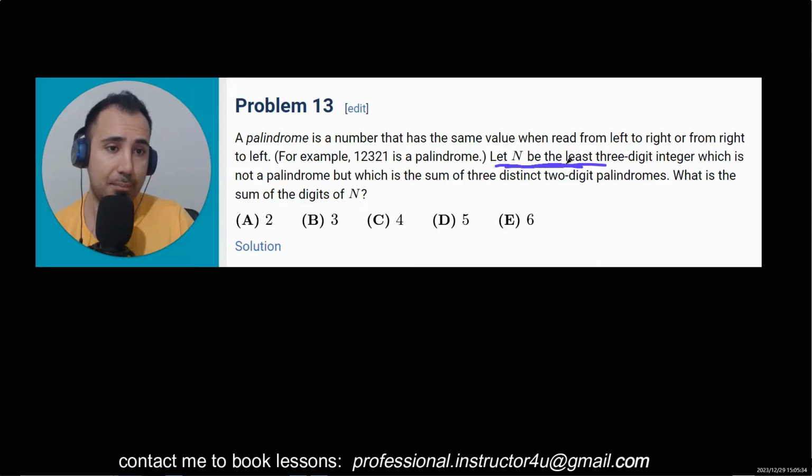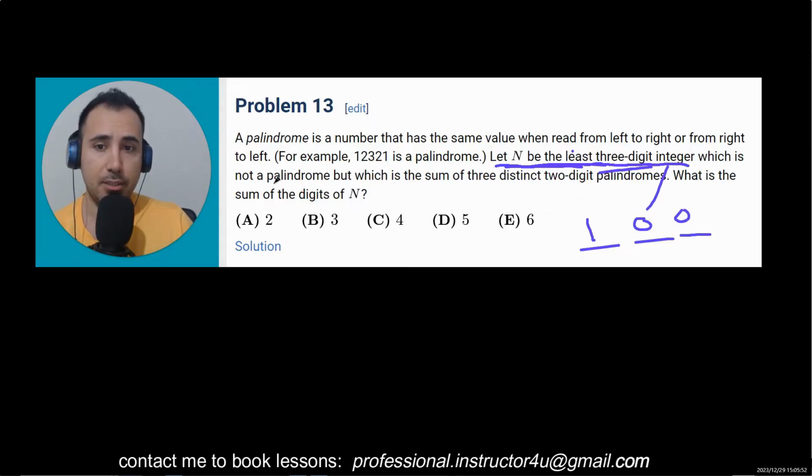So let n be the least three-digit integer. It has to be an integer, a whole number. It has to be a three-digit number. And it has to be the least. What is the least three-digit number? 100. So first you understand this, which is not a palindrome. Is this a palindrome? No. So good, right? We're closer. Maybe 100 is even the answer.